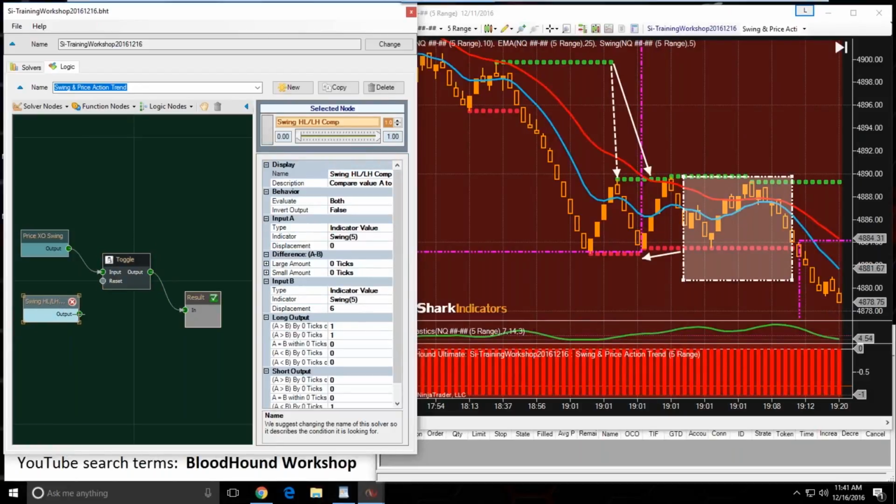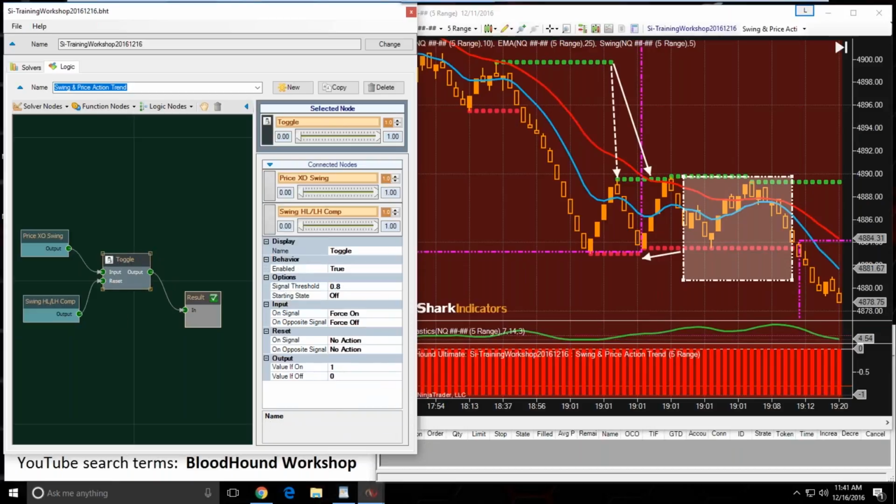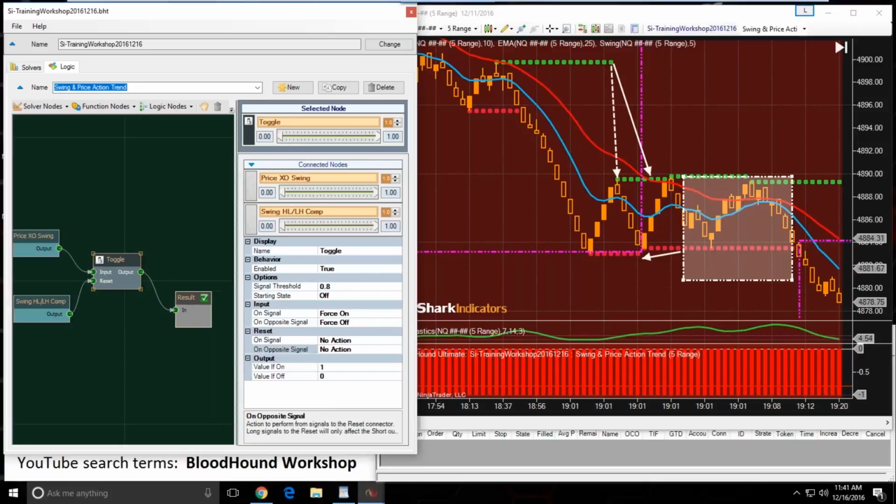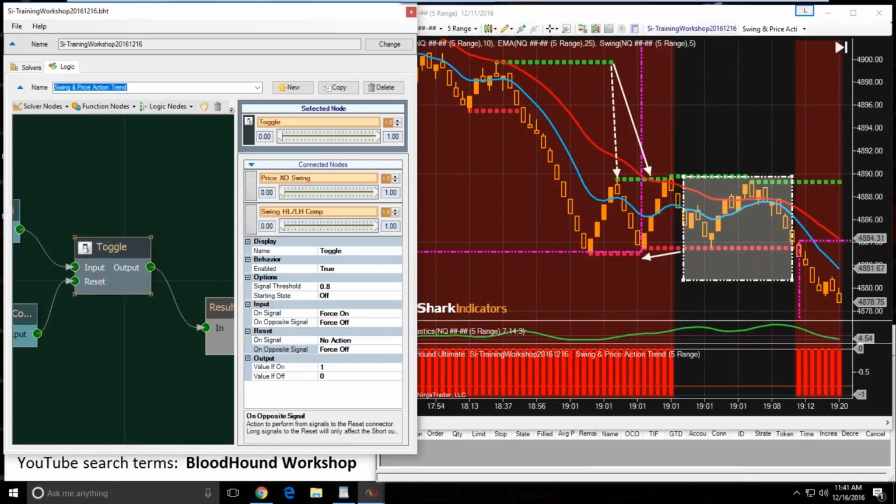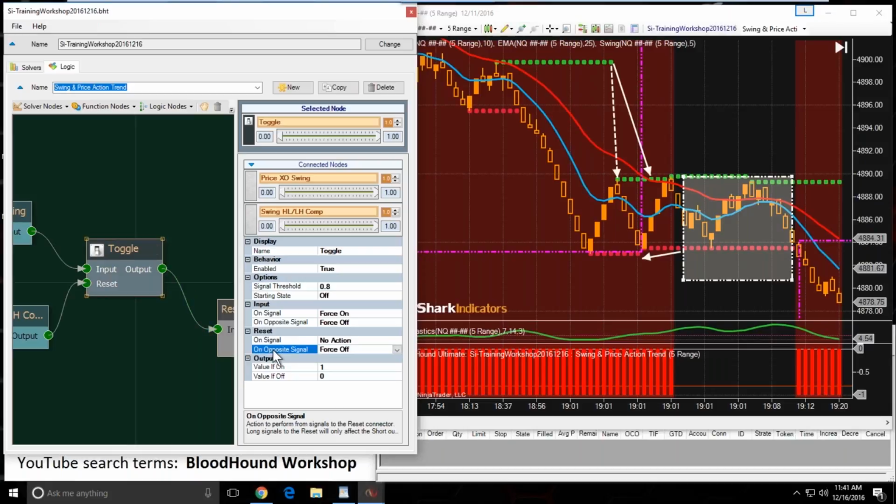And so we're going to take this comparison solver, plug it into the reset, and then on the reset, let's see, we're using an opposite signal. We want to use an opposite signal to force off. There we go. Yeah. So we're using an opposite signal at the reset there. So if we zoom in, right, at the reset connection, we're using an opposite signal.